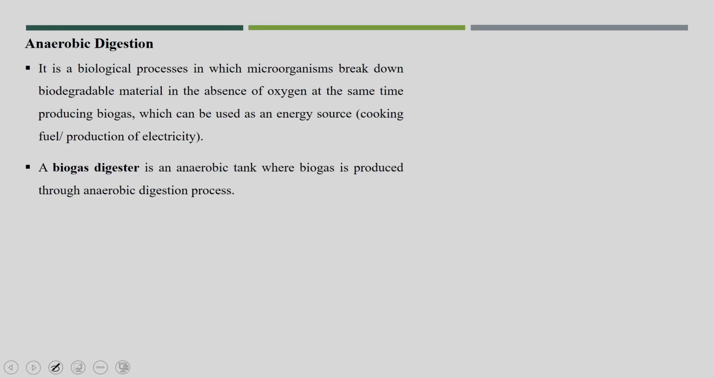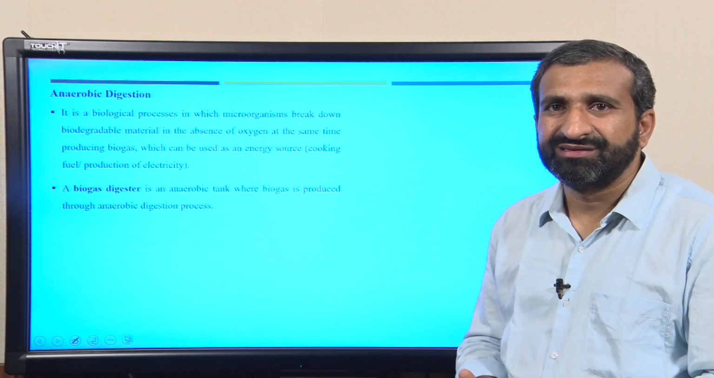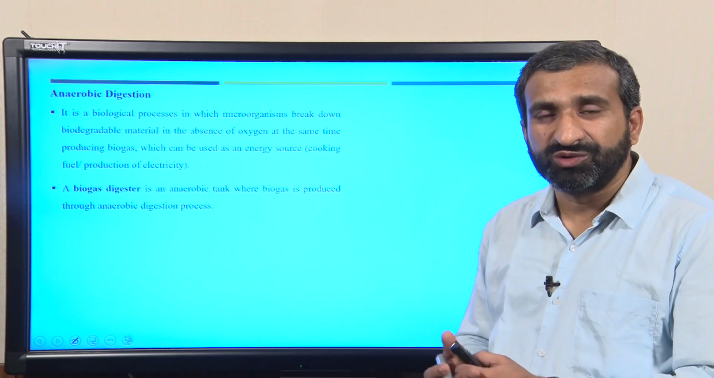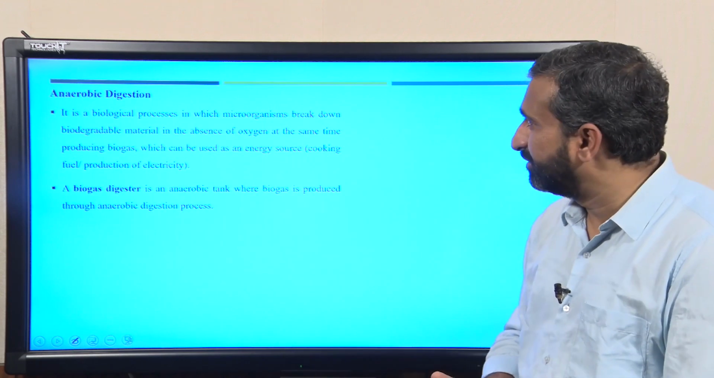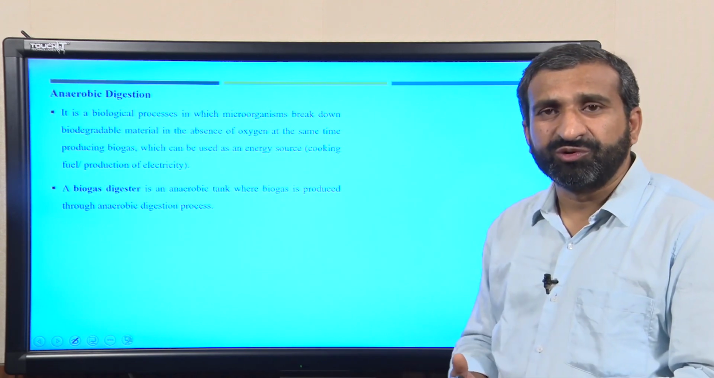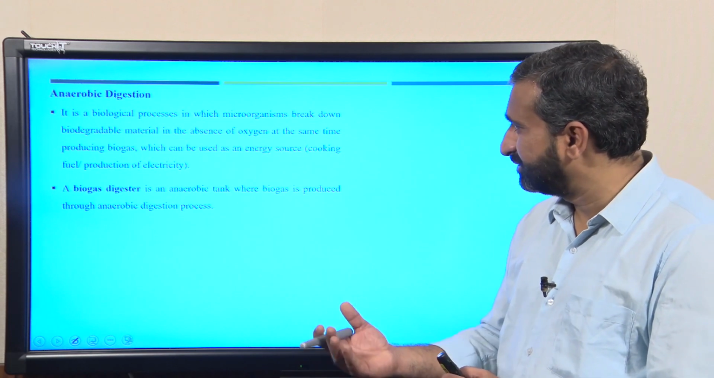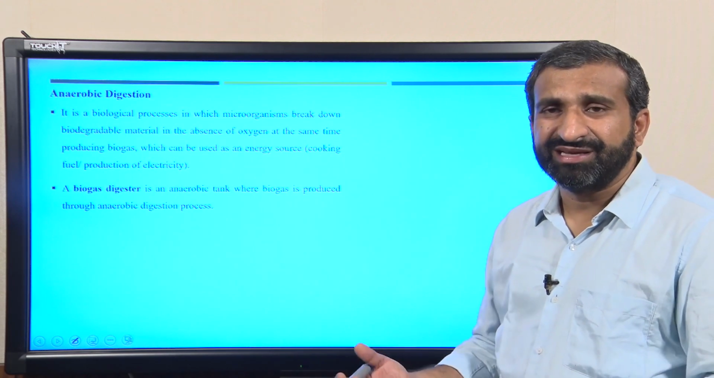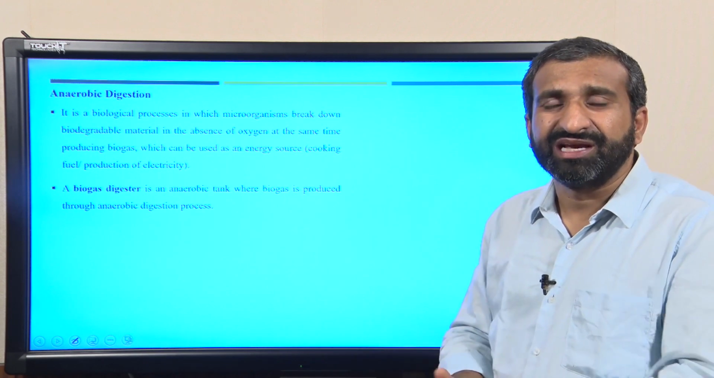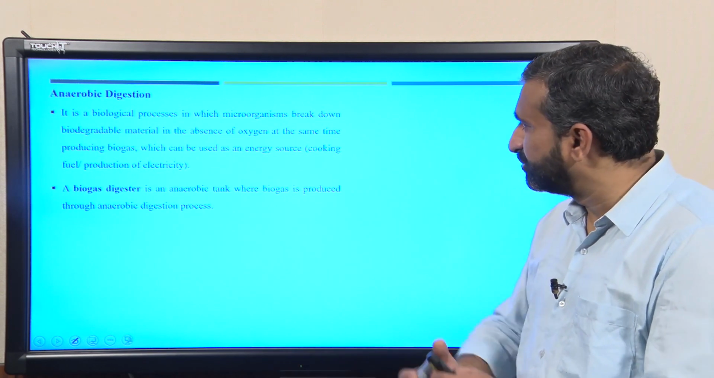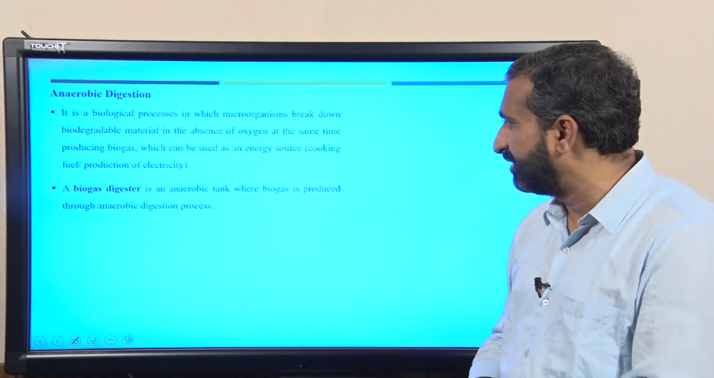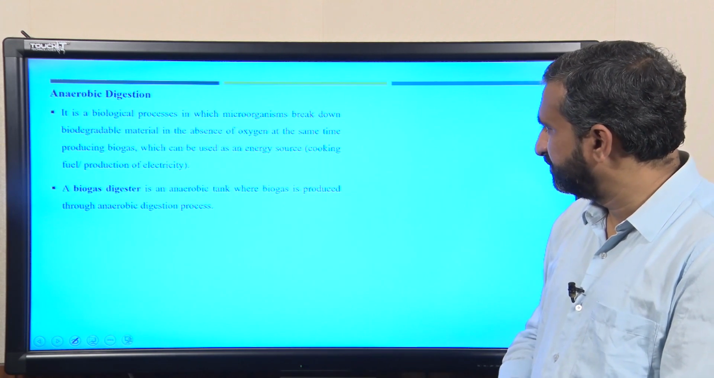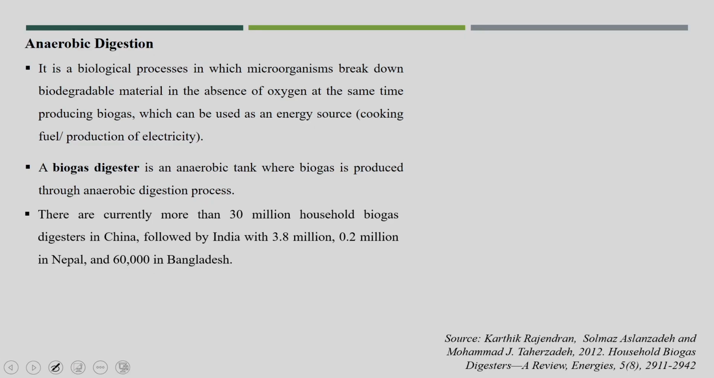Now, another method is anaerobic digestion. This is another method we can have at the household level or community level. From this we can produce the gas called methane, which has a high calorific value, can be used for kitchen purposes, and can also be used to produce some kind of energy. Currently there are 30 million household biogas digesters in China, followed by India with 3.8 million.